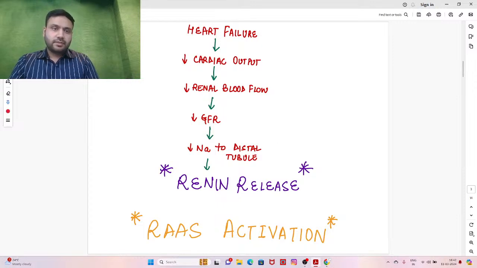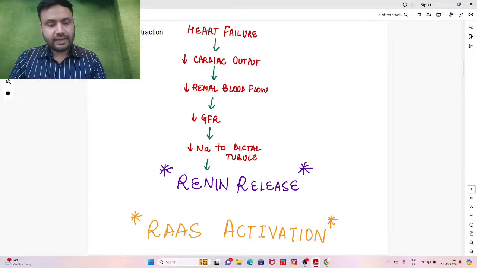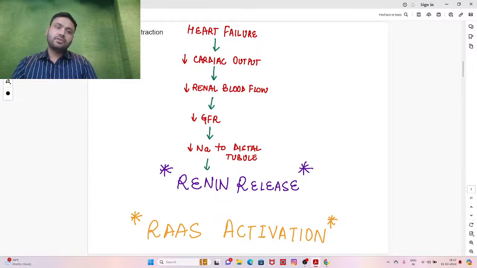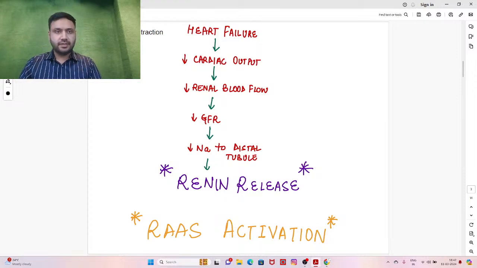So once there is impaired contraction, I hope this is visible to everyone. Once there is impaired contraction, the end systolic volume will rise. So what is end systolic volume? It is the amount of blood remaining in the heart after a systole or the left ventricular contraction, right?